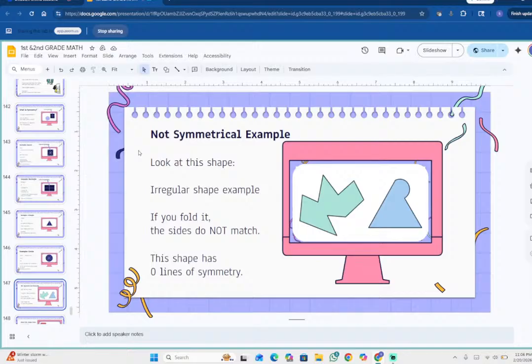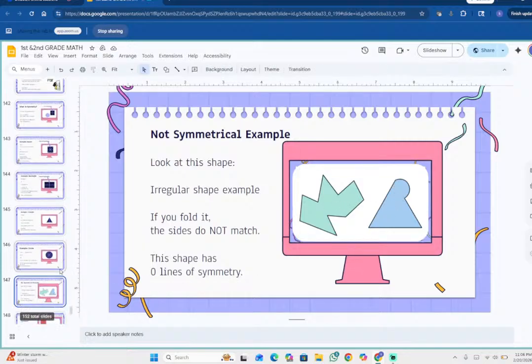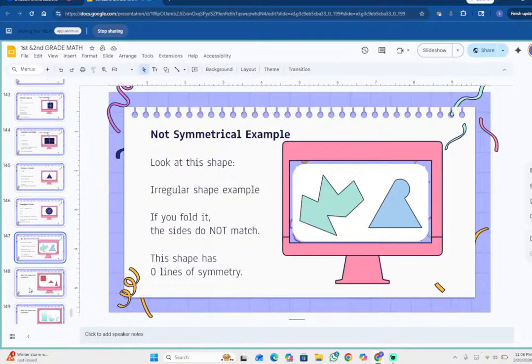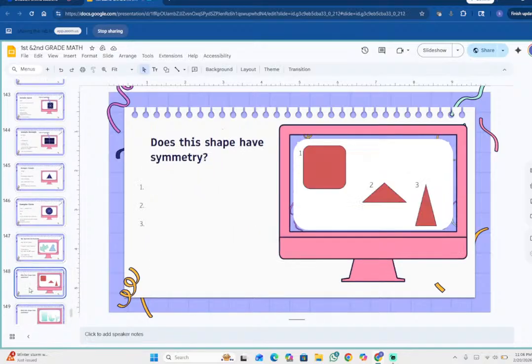Now, there are a few shapes with no lines of symmetry. If you look at these shapes, there's no place where we can cut it into 2 and reflect it across itself to have the same shape overlapping itself. So we see that here. Now let's practice. Does this shape have symmetry?